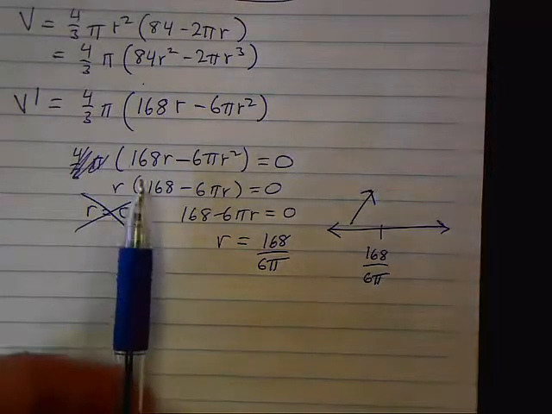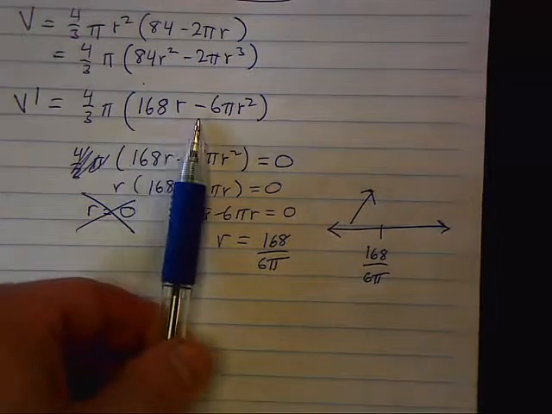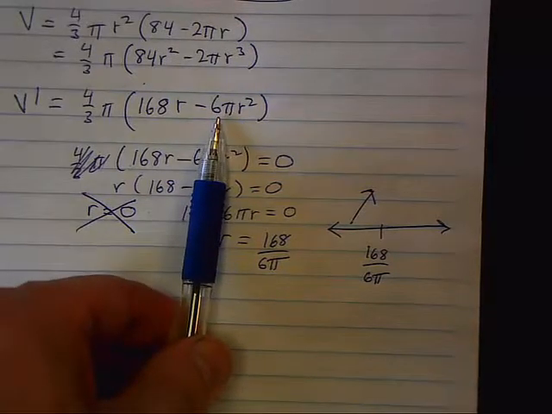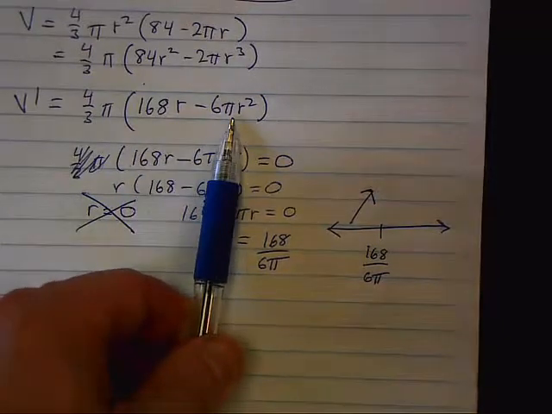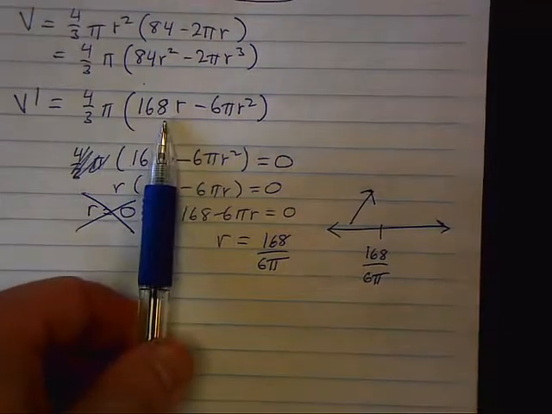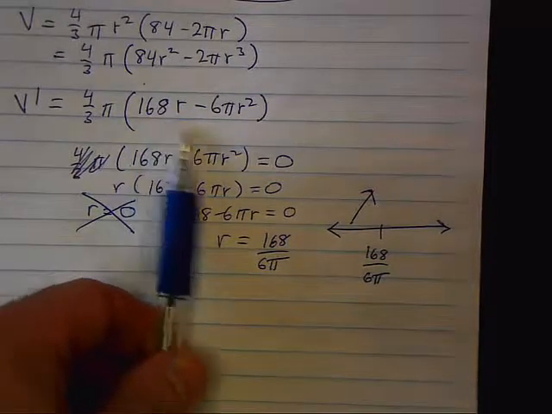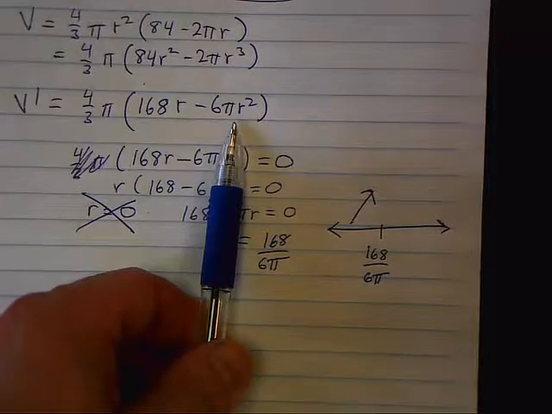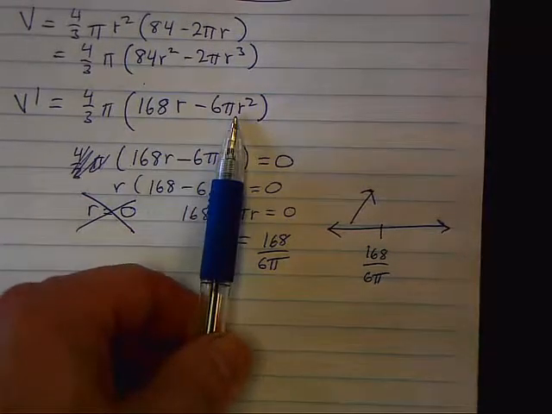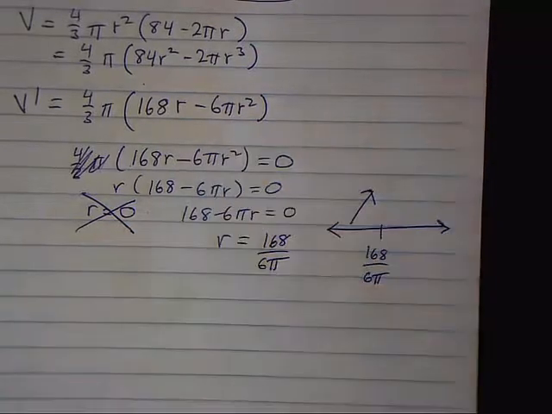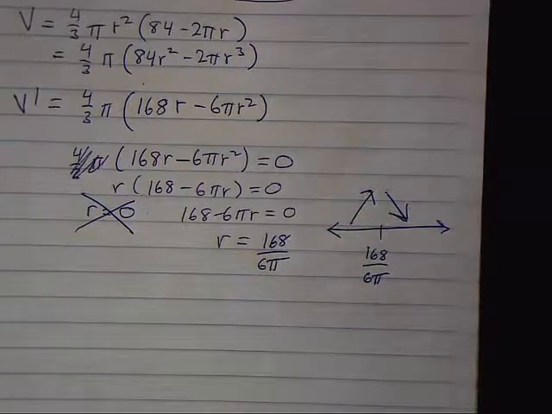So I plug 10 in. I have 168 times 10 minus 6 times pi times 100. That's going to be 600 pi. This is 168 times 10, that's 1680 minus 600 times pi. That's about 1800 because pi is about 3. So 1680 minus something that's about 1800 is negative. Which is happy because I wanted it to be decreasing there because I wanted to make sure I had a maximum.